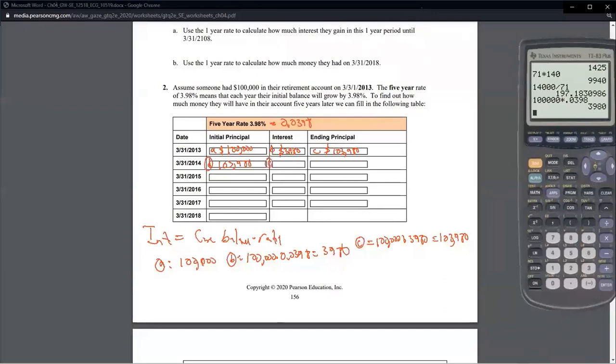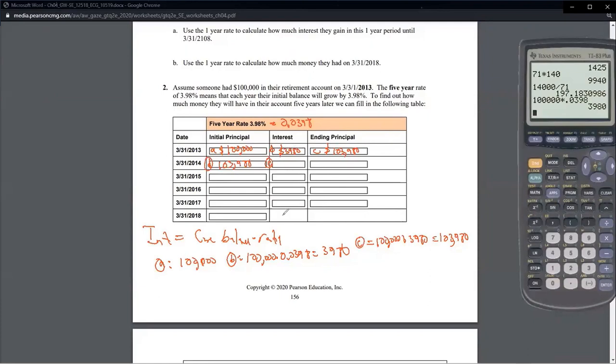My block E here is our interest. Now, before I get the answer, let's ask ourselves, do you expect this number to be the same, less, or more? Well, if $100,000 got us $3,980, now we have $103,980. So I would expect that number to be more. So this number should be more than 3,980. Now, we don't have a lot more money in our account. It's not like we doubled or tripled our money all of a sudden. So I'm not expecting this to be like $10,000. I expect it to be close to 4,000, but at least a little more than 3,980.